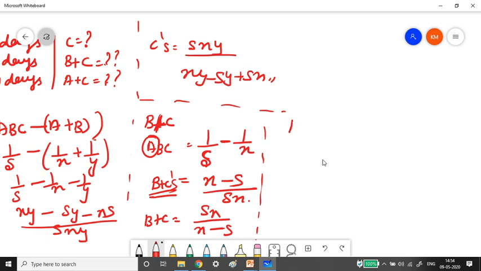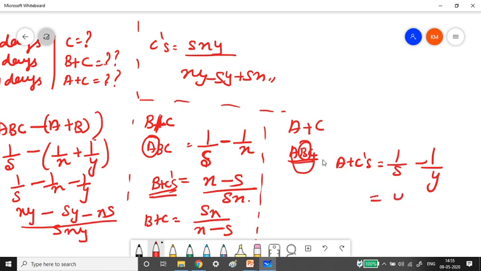Now for A plus C's work: if you just take B out of ABC, you'll get A and C's work, right? So that is what we are going to do. A plus C's 1 day work can be calculated by 1 by S minus 1 by Y. This is the work of B. So we are going to subtract B's work from A, B, C's work, and you'll get A and C's work. You take LCM: (Y minus S) by SY. So this is the 1 day work, and they'll complete the work in SY divided by (Y minus S) days.